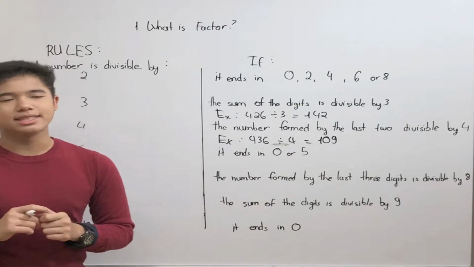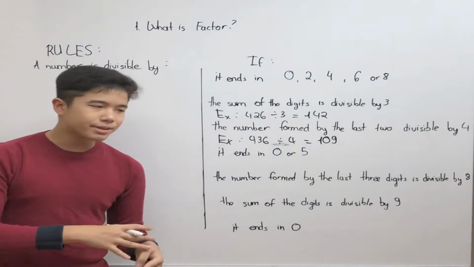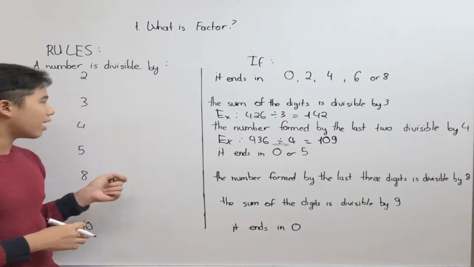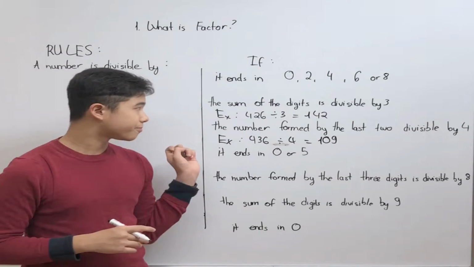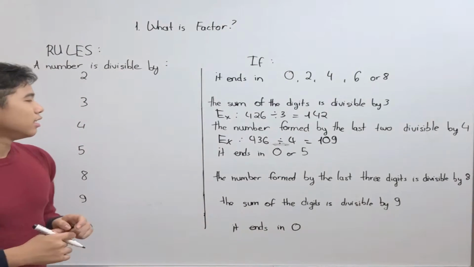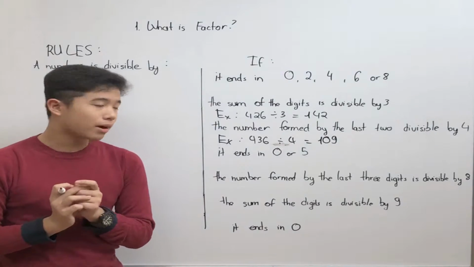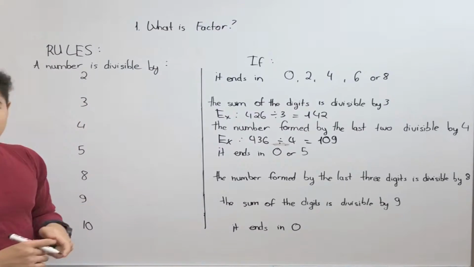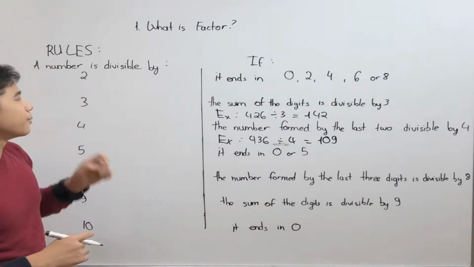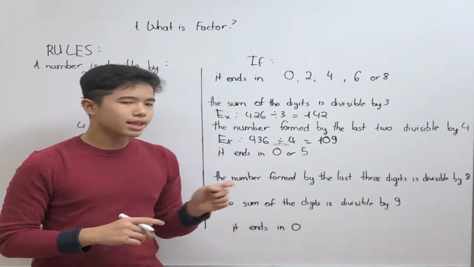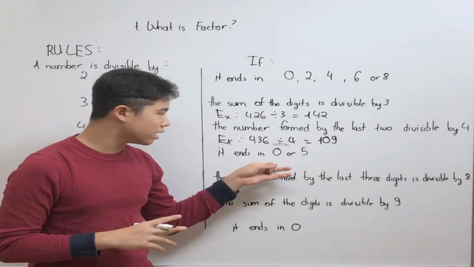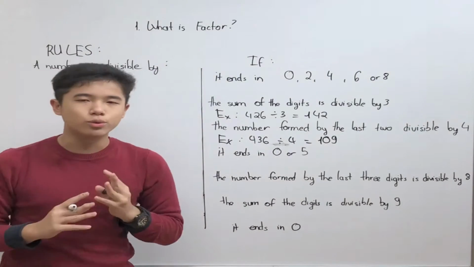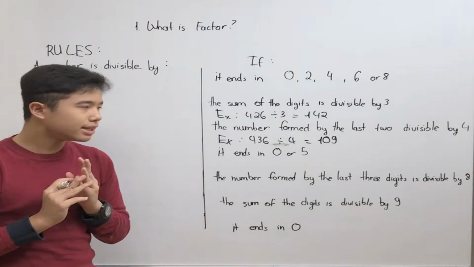5 is quite easy because any number that ends in 0 or 5 is divisible by 5. It's a factor of 5. Remember the word factor. And some of you might ask, well, the number 0 is the same as 2, the factor of 2. So if you see any number that ends with 0, it has both 5 and 2 as factors. Yeah, you understand?